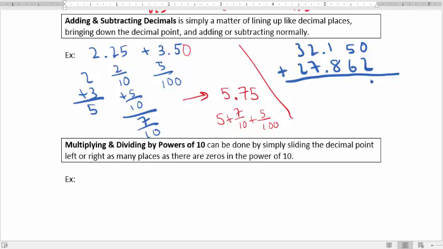So 0 and 2 is 2 because that's the thousandths. 5 and 6 is 11. That's the hundredths. So then I would put down a 1 and carry a 1. And then 8 plus 1 is 10. I would put down a 0 and carry a 1. 7 plus 2 plus 1 is 10. Put down a 0 and carry a 1. 3 plus 2 plus 1 is 6. So that's 60.012, which is 60 and 12 thousandths, right?